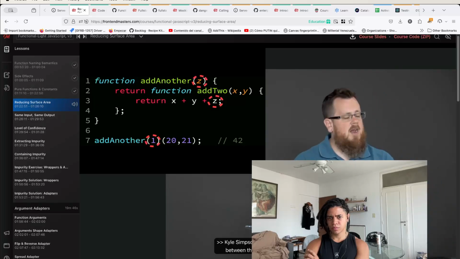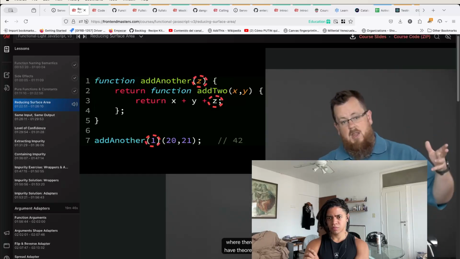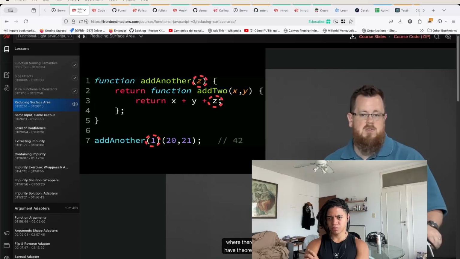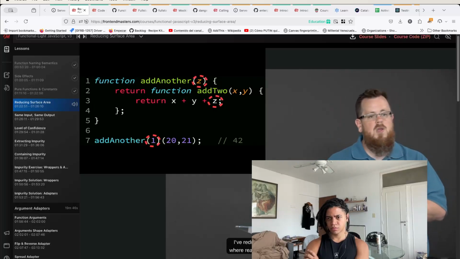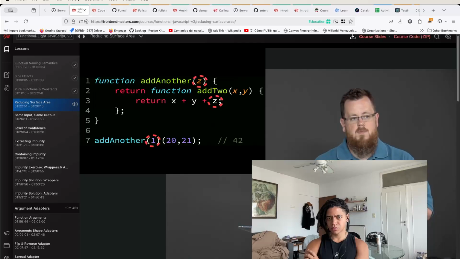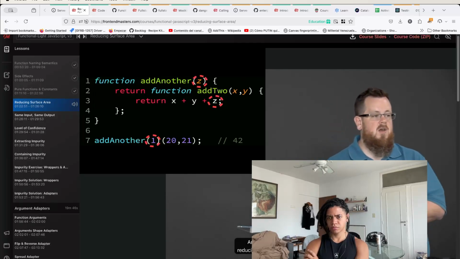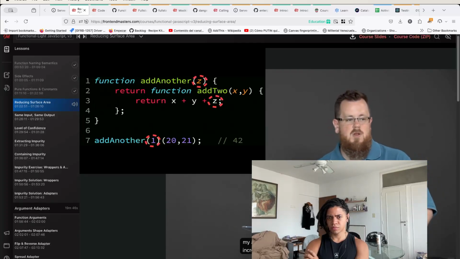You see the difference between that and the previous slide, where there were 11 lines that could have theoretically reassigned Z. But because of the structure of this program, I've reduced the surface area where reassignment could occur. As a result of reducing surface area, my argument is we're increasing readability. We are increasing the confidence for the reader of this code that when they see Z passed in as 1, they know it stays as 1 from then.